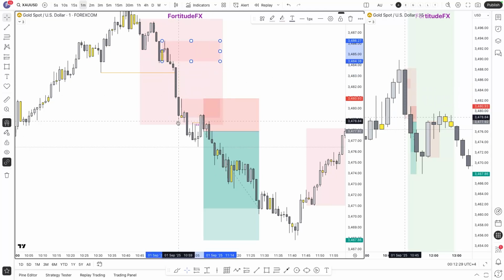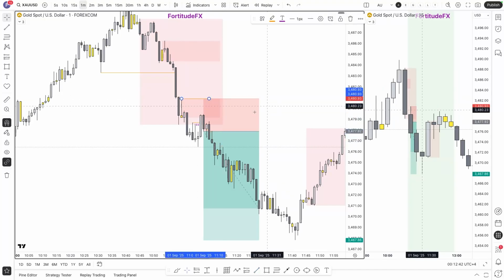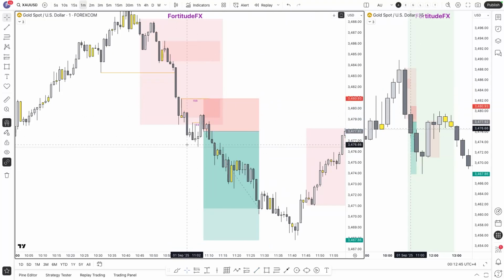But what I noticed was that there was another zone that was created. While the candle was being formed, this for me was a liquidity grab. So this for me was what? This would have been my liquidity that I'm waiting for a sweep.